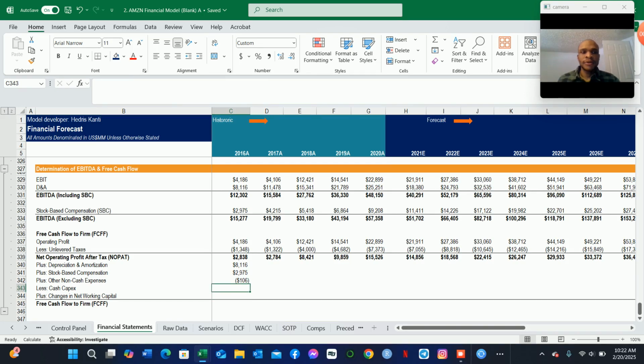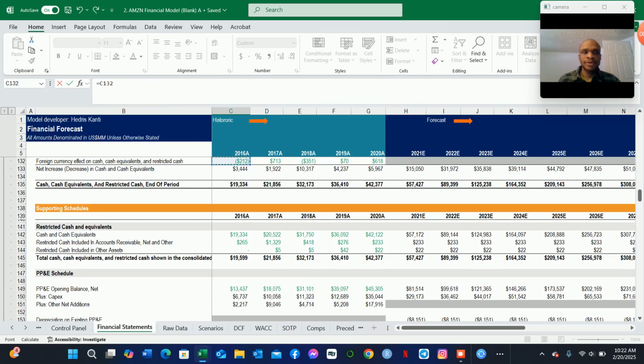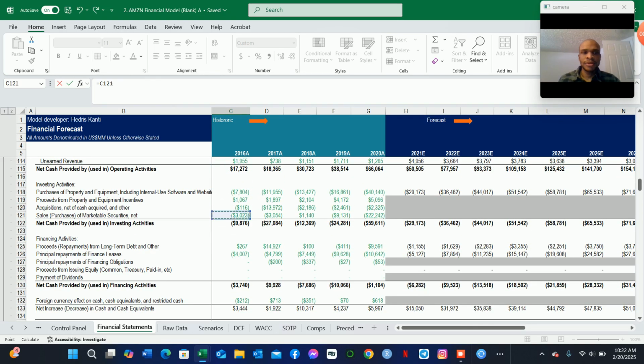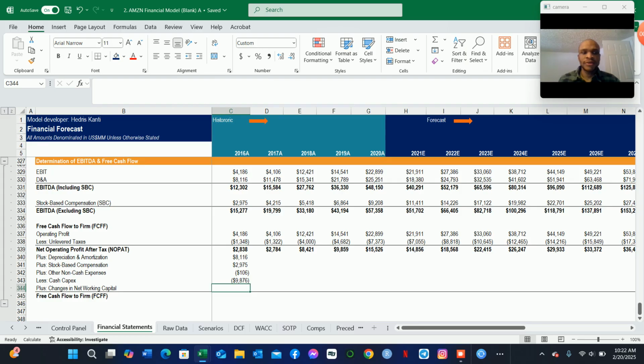Now we can deduct any capital expenditures, so any cash capital expenditures. So we go to the cash flow statement and we grab the net cash provided or used in investing activities. So we have that set up there.